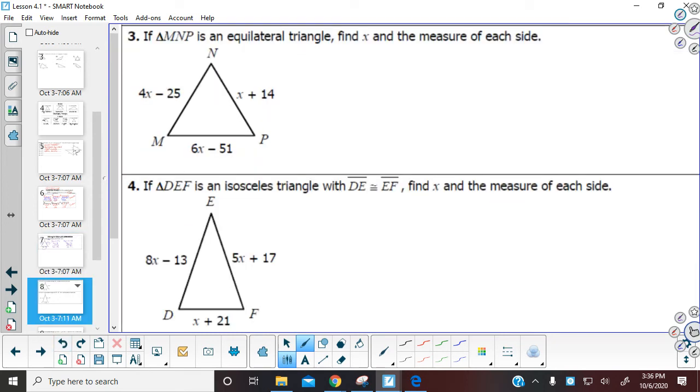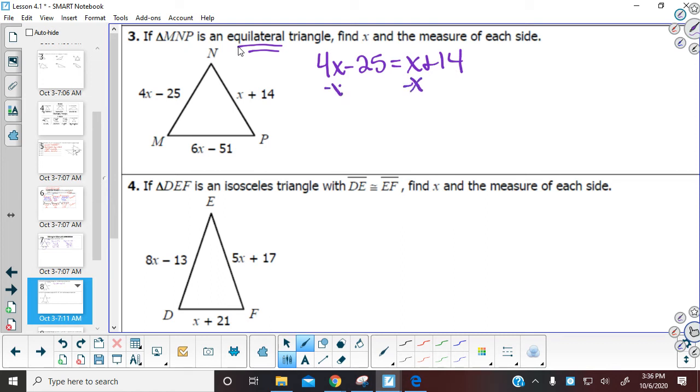If we look at this one, number 3, same exact idea. We said it's equilateral. Now you can pick which pair you want to set equal. You can set any of them equal. It does not matter. You're going to come up with the same exact answer. So just pick a pair, set 2 equal. Don't set them all 3 equal. You can't solve an equation with 3 different parts of an equation. And now we just solve.